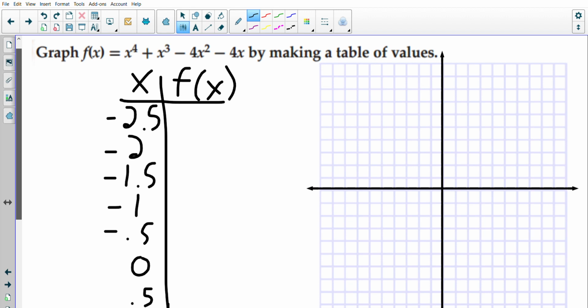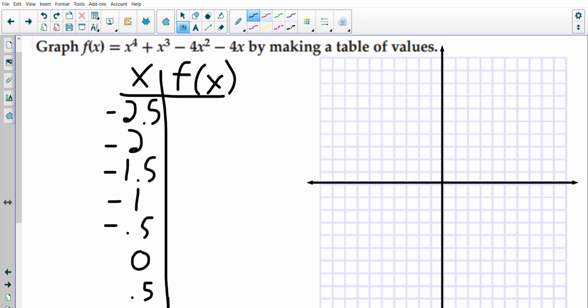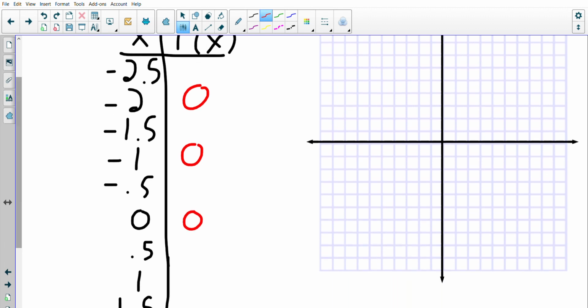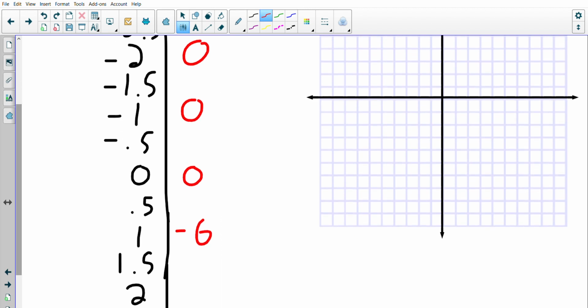calculator. So first, when we take -2 and plug into our calculator, we actually end up getting 0. Then I'm going to move on to -1. We get 0 again. Then we plug in 0 and we get 0. If we plug in 1, we get -6. And then if we plug in 2, we get 0.